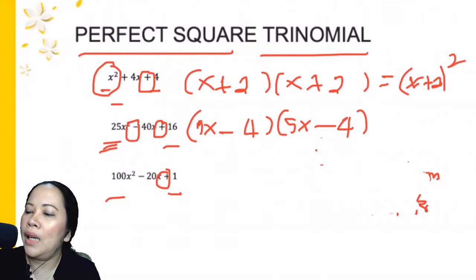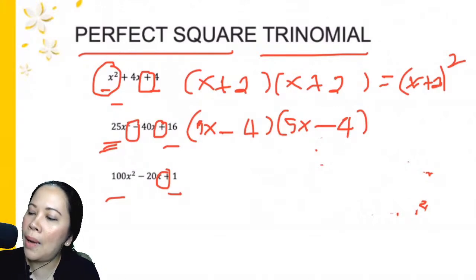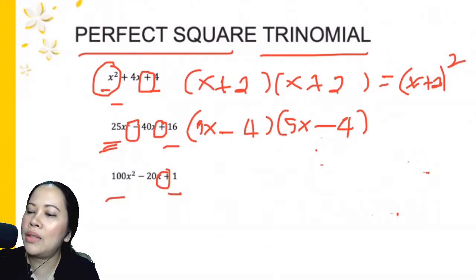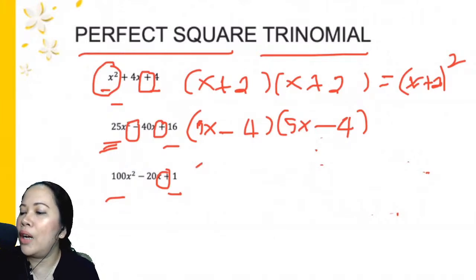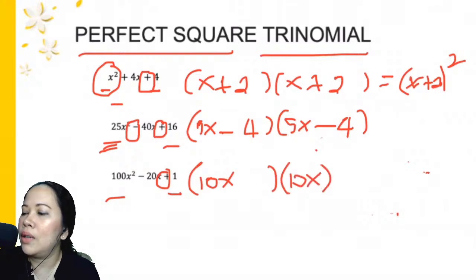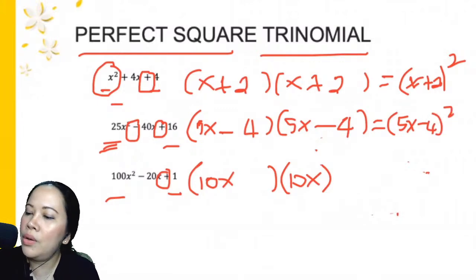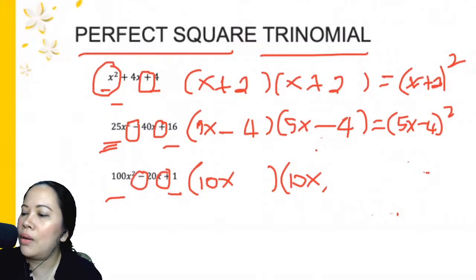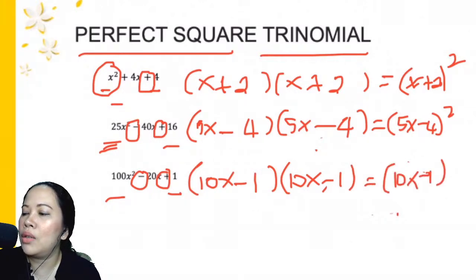Cool? Okay, last example. Okay, 100. What's the root of 100? The root of 100 is 10. Of course, x squared will be x. So you have 10x. Okay, now you look at the middle term, it's minus. Therefore, it will be minus 1, minus 1. So 10x minus 1 squared.